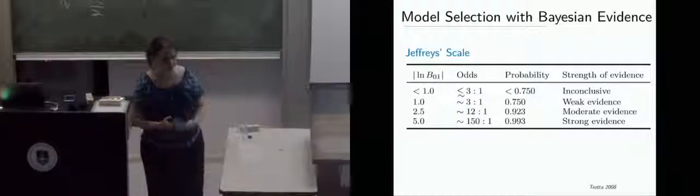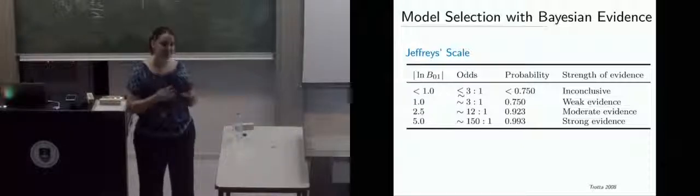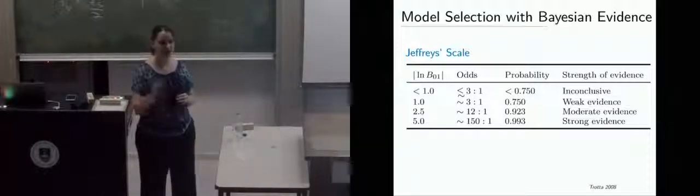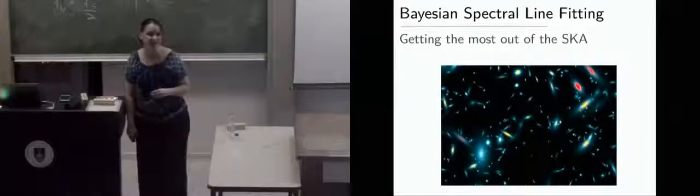Alright. So I'm going to be talking about 2 techniques. One I'm working on currently and one I worked on in my PhD, where we've used Bayesian statistics to try and get the most out of radio astronomy. So the first one is to do with spectral lines.